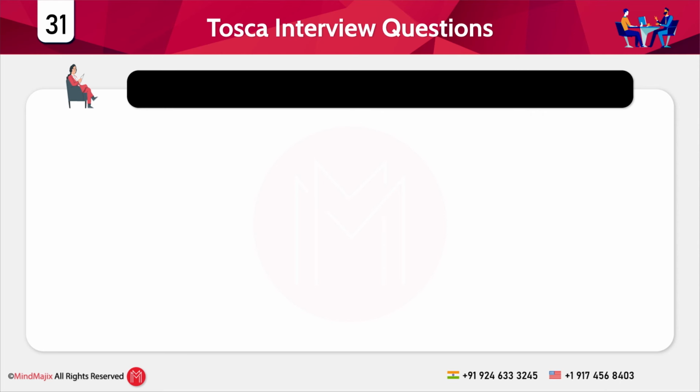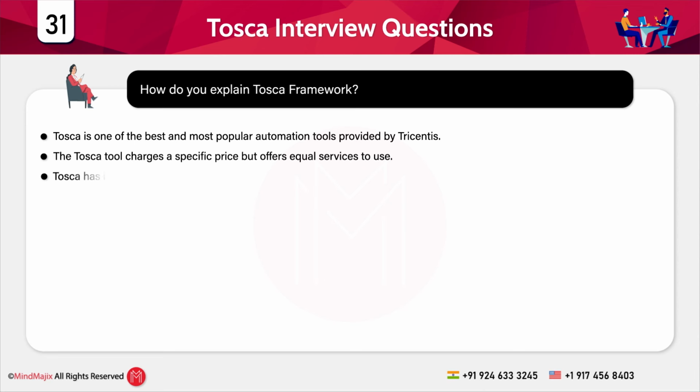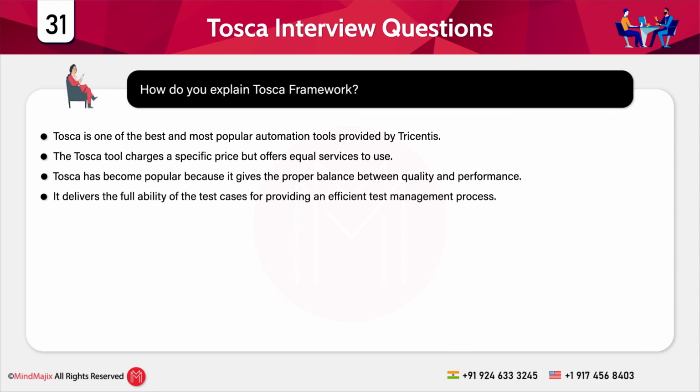The next question is, can you explain the Tosca framework? Tosca is one of the best and most popular automation tools provided by Tricentis. The Tosca tool charges a specific price, but offers equal services as well. Tosca has become popular because it gives the proper balance between quality and performance. It delivers the full ability of the test cases for providing an efficient test management process. It is suitable for large-scale applications to get effective results. So this was all about the Tosca framework.